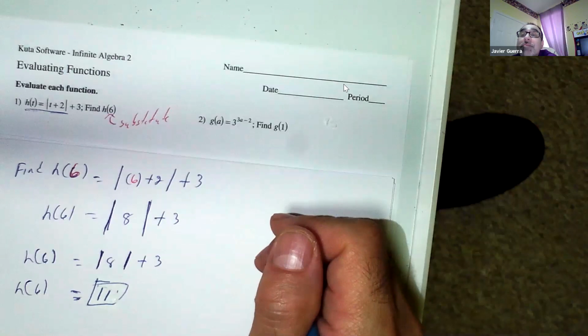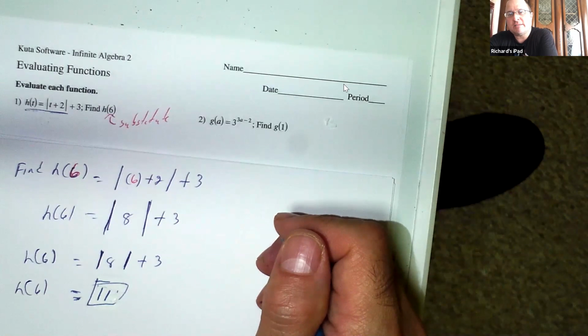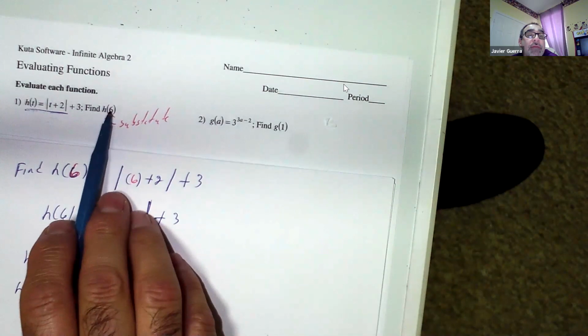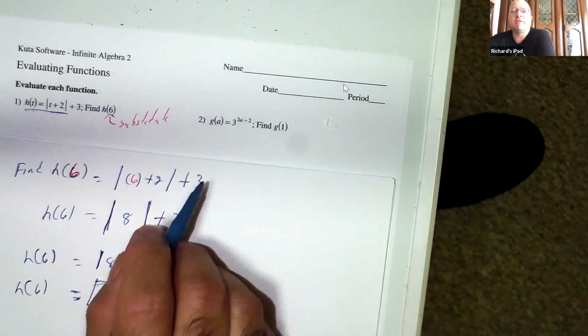Before we move out of this one here, don't we have to isolate the H and move the 6 to the other side? No, sir. This one, you're just going to plug in the value that they're giving you. That's all it is. We're not solving. We're just evaluating. I see. Right.